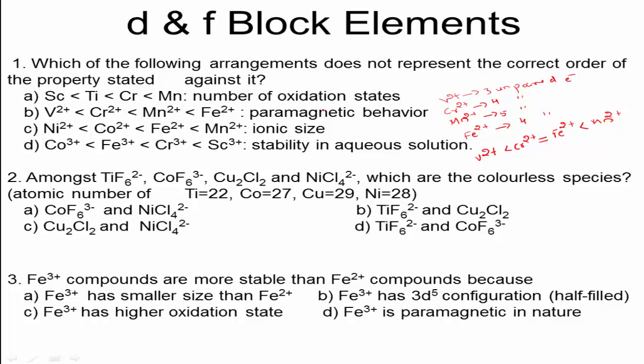Next, option D. As per the data given in the NCERT book, cobalt 3 plus and cobalt 2 plus, its stability is 1.97. Similarly, Fe3 plus and Fe2 plus, its stability is 0.77. Chromium Cr3 plus by Cr2 plus is minus 0.47. Scandium Sc3 plus is highly stable. It does not show plus 2 oxidation state. Therefore, this is also a correct order. Option D is also one of the correct orders based on the stability in aqueous solution.